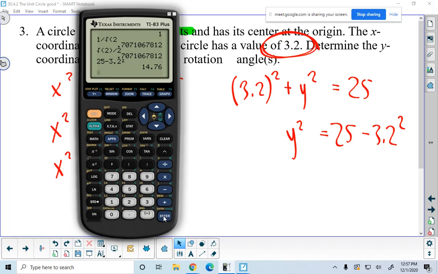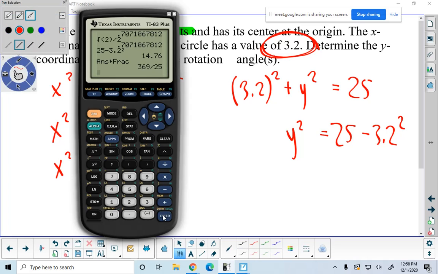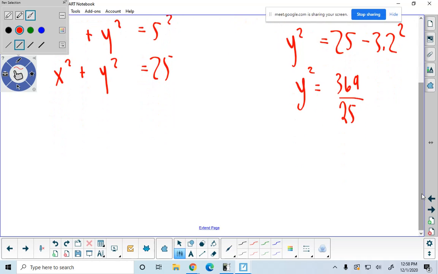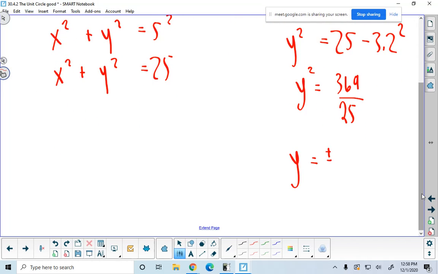Let's go exact value. We get y squared equals 14.76, which as a fraction is 369/25. Let's go with exact value. Y squared equals 369/25, which means y is equal to plus or minus root 369 over 5. I'm taking the square root of 25.